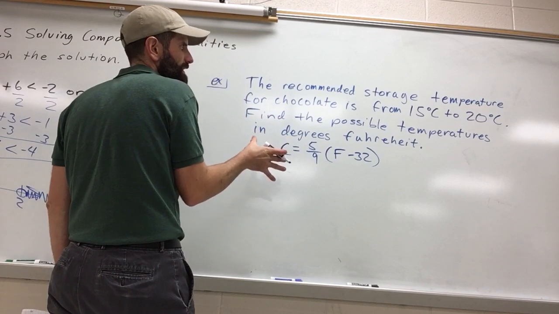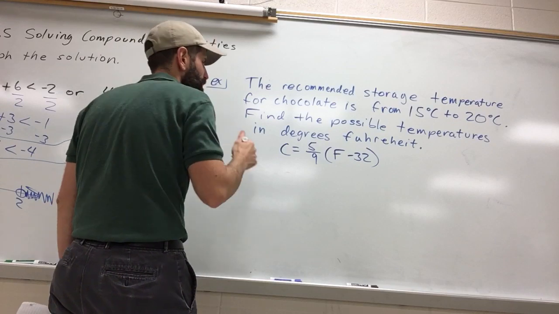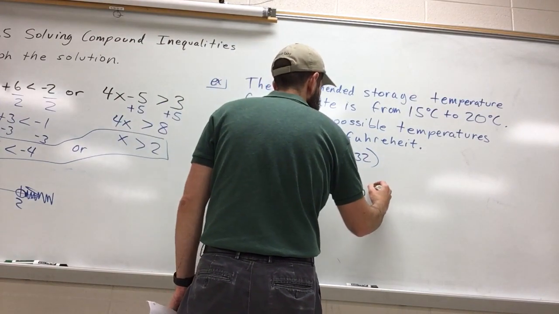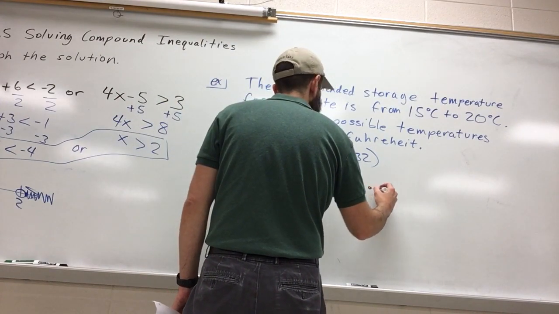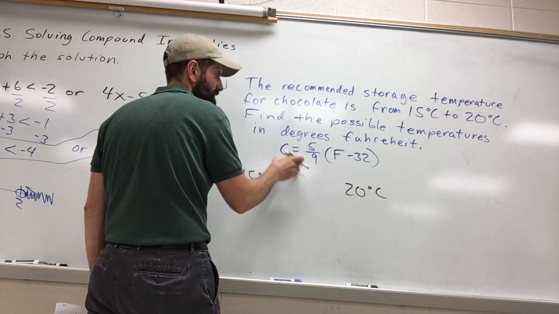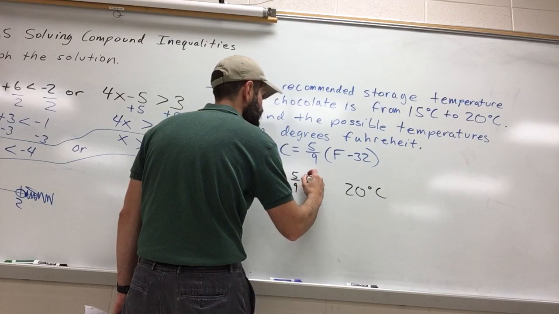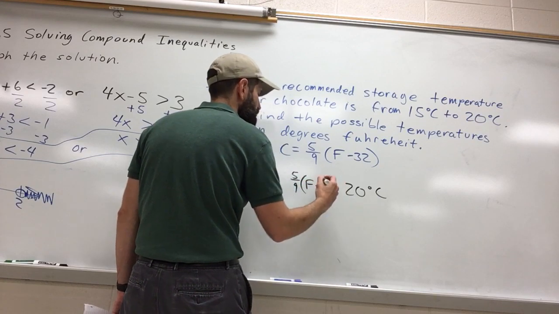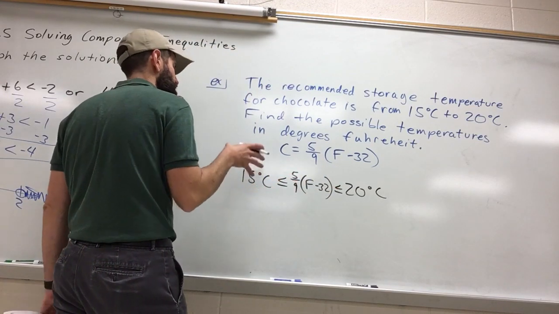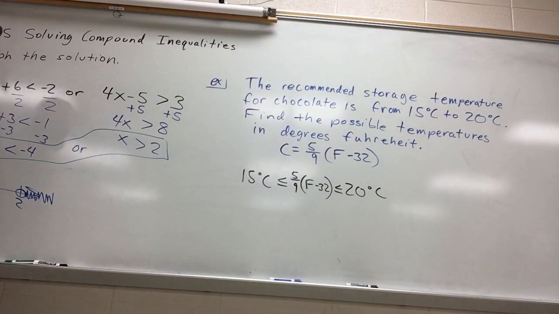The relationship is, I would think, going to look like this. It's in between, isn't it? It's from 15 degrees Celsius to 20 degrees Celsius. I'm going to think of this as an and problem. So we've got 15 degrees Celsius, 20 degrees Celsius, and the Fahrenheit is in the middle. So what C is equal to goes in the middle. So we've got 5/9 F minus 32 is going to be less than or equal to 20 and greater than or equal to 15. You can be 15 up to and including 20 degrees. And that's the setup for this.